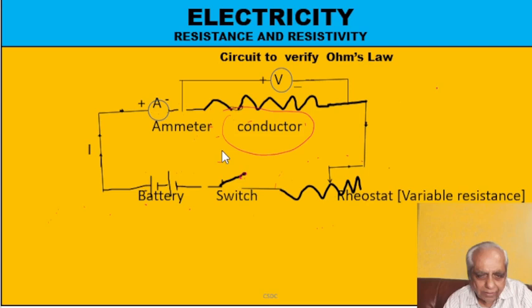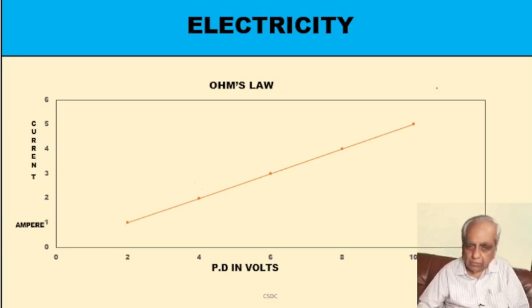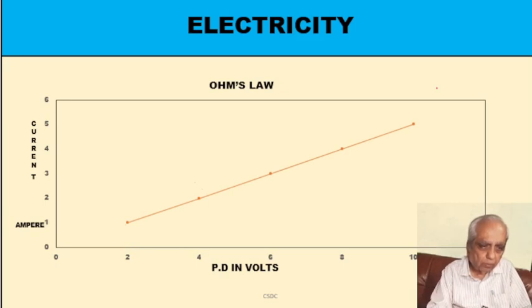If you want, we can move the rheostat in this direction also. So take various values of V and I, make a table. You will observe that when V becomes more, I becomes more. If I plot a graph, you will get a graph like this. After making the table of potential difference and current, we will plot a graph as shown in this slide.